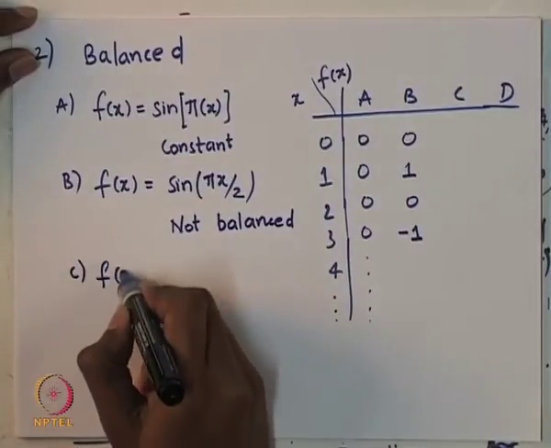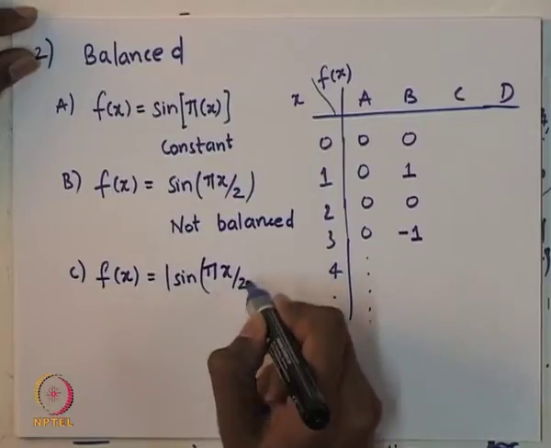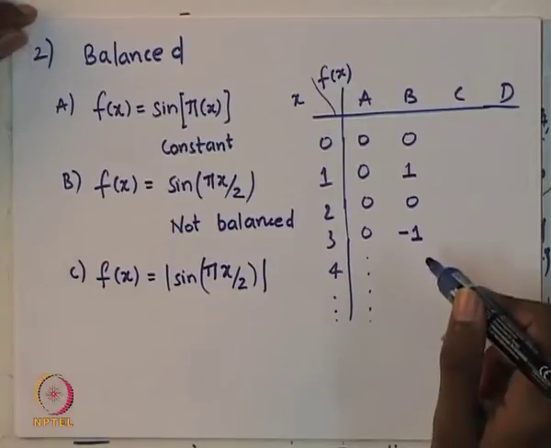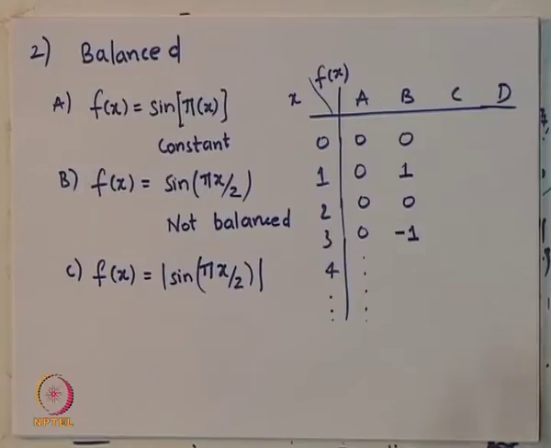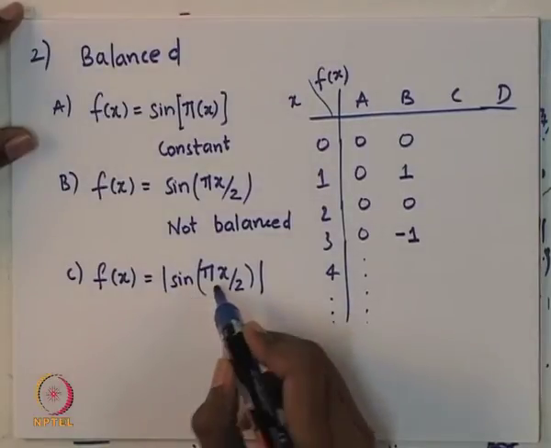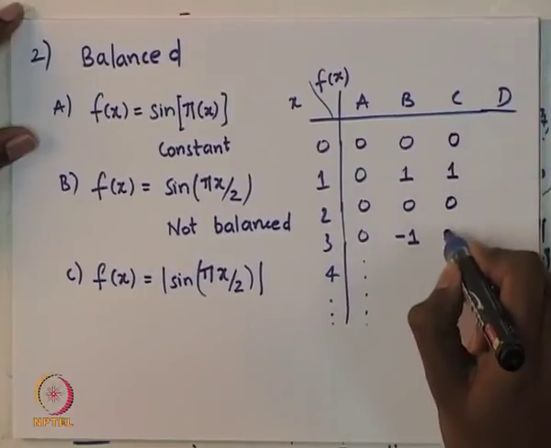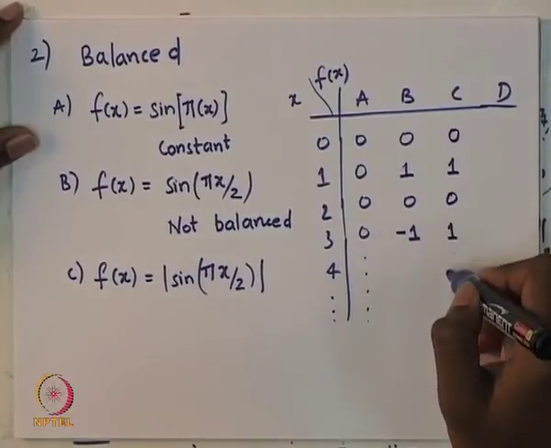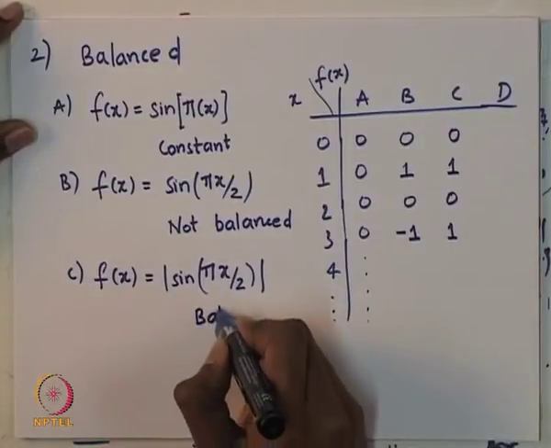Option C is modulus of sin pi x by 2. So simply apply mod to the previous function: 0, 1, 0, 1. As we go on, we obtain 0, 1 alternatively. So this is a balanced function.